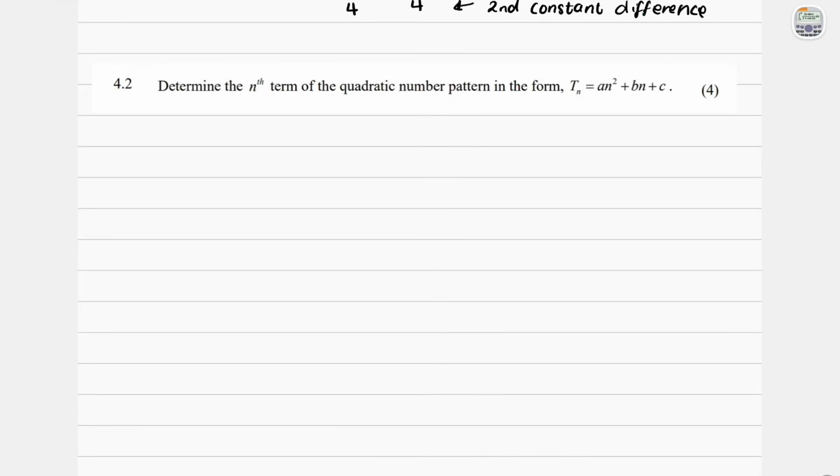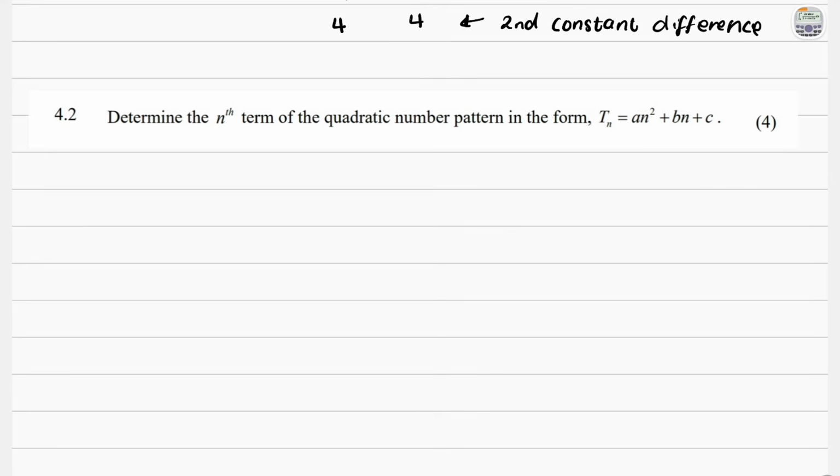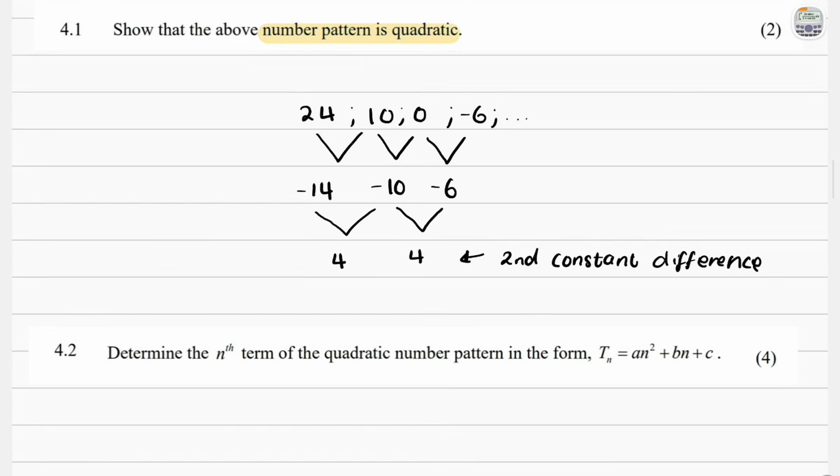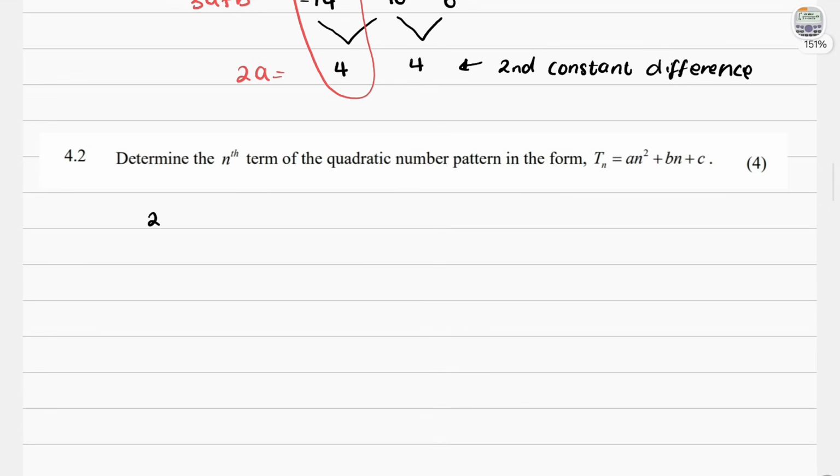Question 4.2 says, determine the nth term of the quadratic pattern in the form Tn equals an squared plus bn plus c. We already have everything we need now. You can take the first three terms of the quadratic, the first difference and the second constant difference, and equate them to the following. We equate the second constant difference to 2a, then 3a plus b, and then a plus b plus c. It's always equal to the first term in each. So 2a equals 4, and if you divide both sides by 2, a is equal to 2.